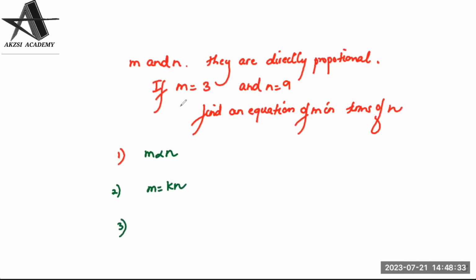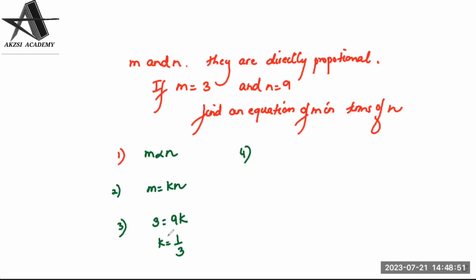Third is put the value of m and n to get the value of k. So m here is 3 and n here is 9. So k is 1 by 3. And fourth step is put this value of k. Why have we calculated the value of k? Ultimately to find the final equation.